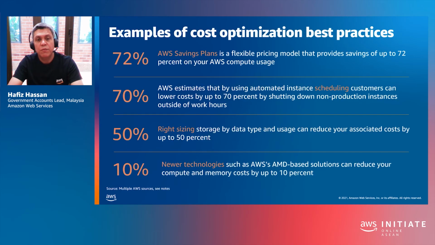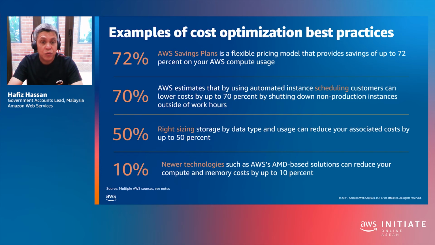So these are examples of cost optimization best practice. Opting for Savings Plan for steady state applications will provide savings up to 72%. So you can use Cost Explorer to view Savings Plan recommendations based on your actual application's usage data.